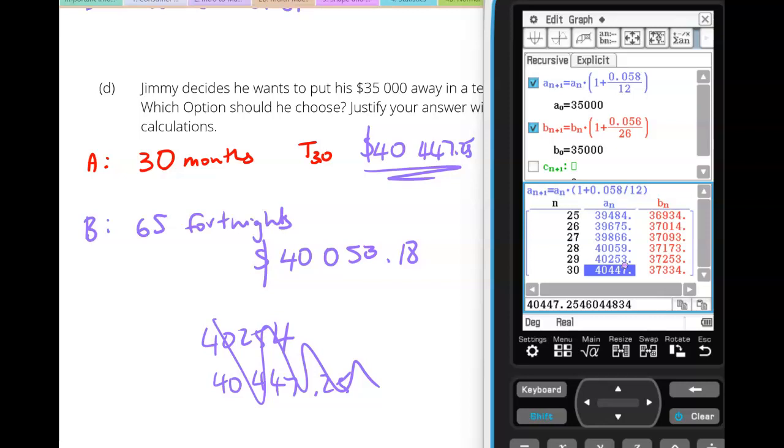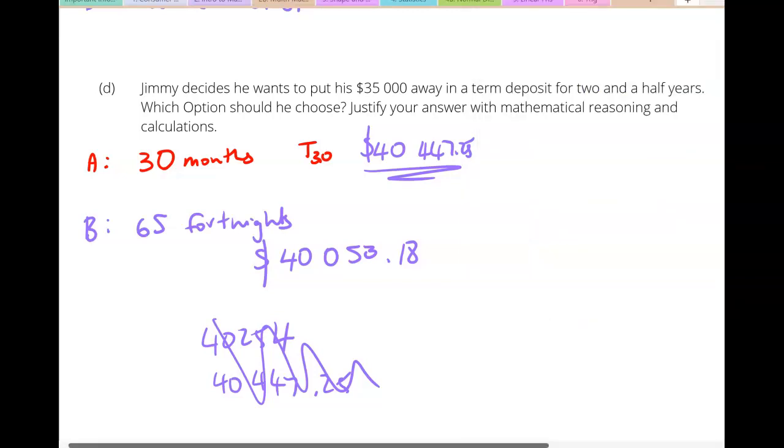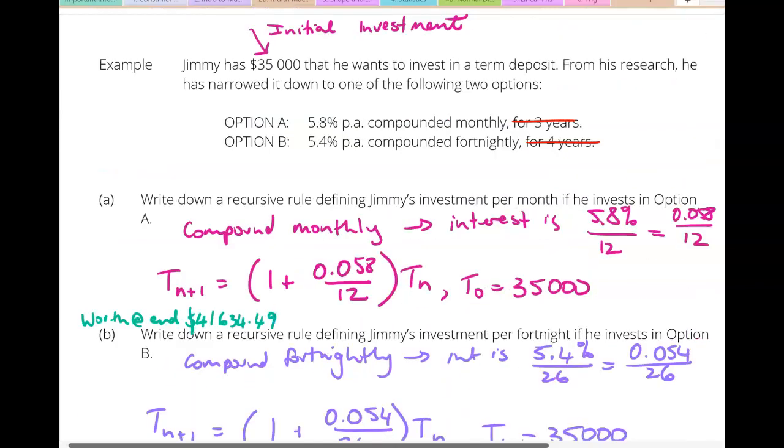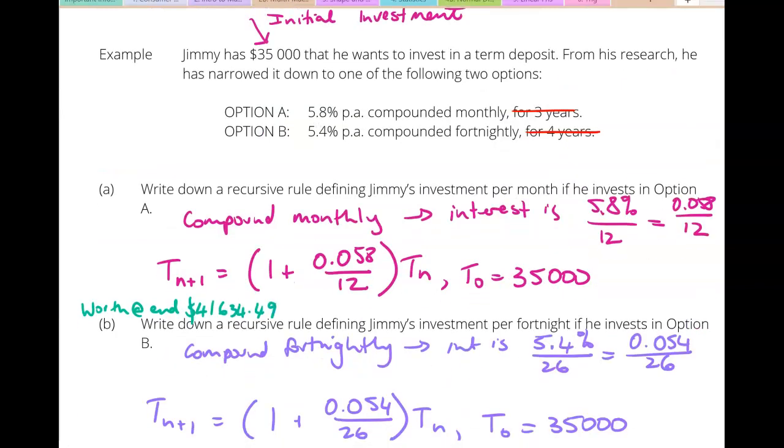Okay, so in this case here, having T0 as the initial is certainly advantageous, because each time we add an increment in our sequence number, that links to the time period. So if it's 1, T1 is 1 month or 1 fortnight after. T2 would be 2 months after, or 2 fortnights, depending on whether we're using sequence A or sequence B.